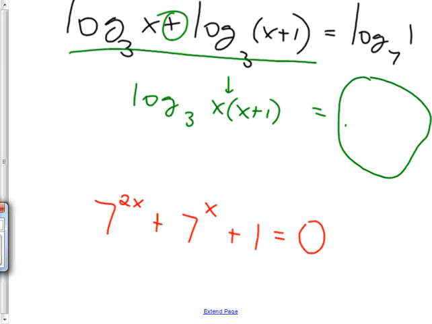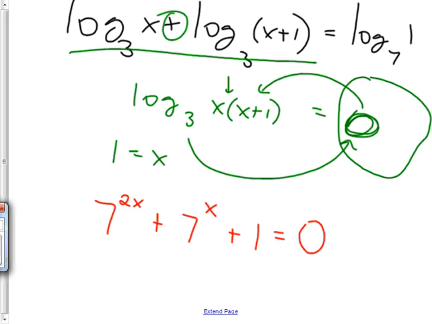So now I'm trying to think what to do if I don't have a log on that other side. Whenever you're stuck, think rewrite. 3 to the 0, 3 to the 0 is 1, equals all that. 1 equals x times x plus 1. I wish this was equal to 0 right there, but it's not, so I have to multiply it all the way out. That'll mean 1 equals x squared plus x.